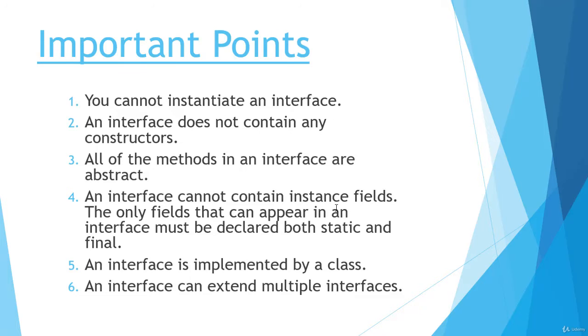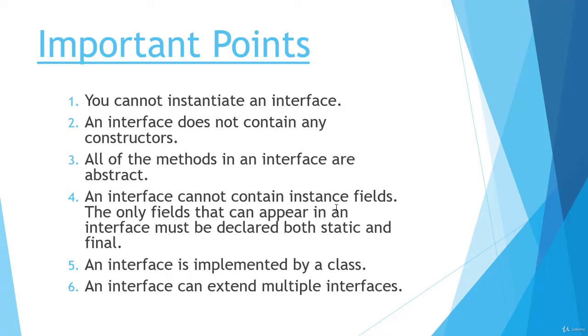Now there are some important points about the interface that you have to keep in mind. You cannot instantiate an interface, meaning you cannot create an object of the interface. An interface doesn't contain any constructor. This is a very important point. We cannot create a constructor in the interface. All the methods in the interface are abstract. When we create methods in our interface, all the methods should be abstract. There is no body of the methods in the interface. An interface cannot have instance fields. The only fields that can appear in the interface must be both static and final.